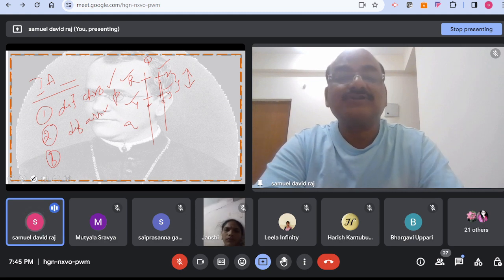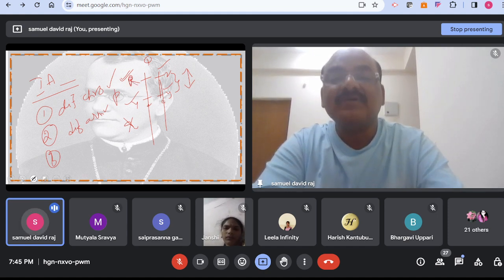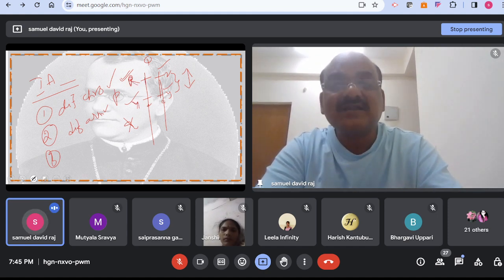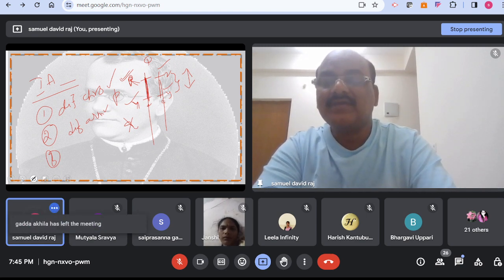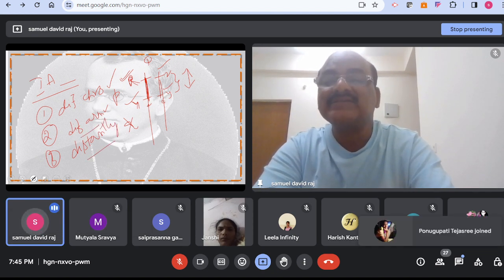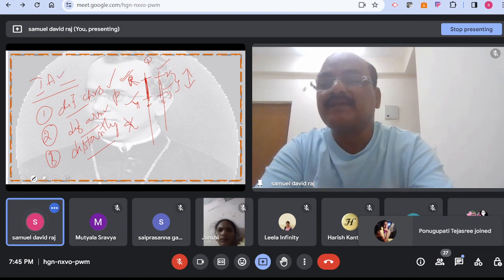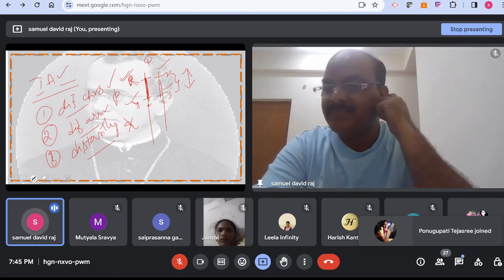Even if they are not on different arms but on the same arm, they must be present at a long distance; they must be distantly located. So when these three conditions are present, we can say that independent assortment is possible.